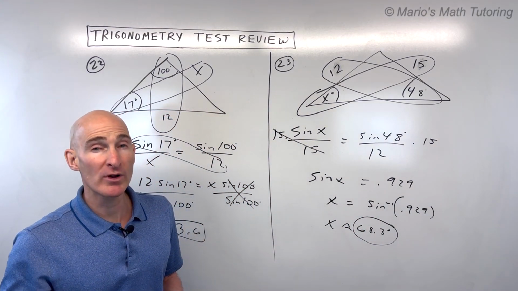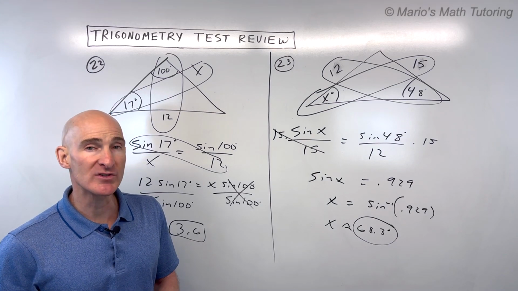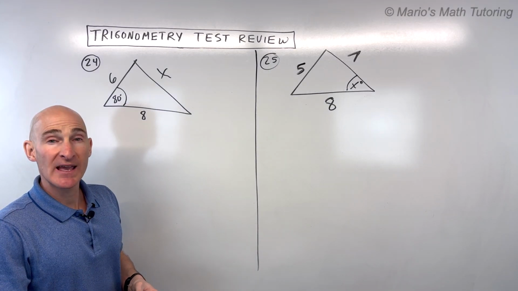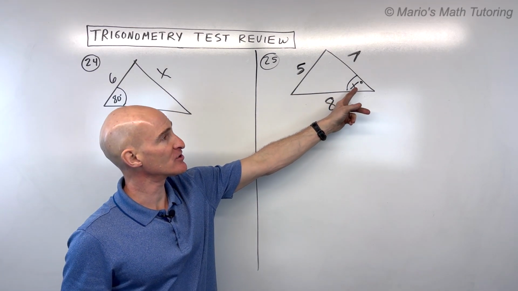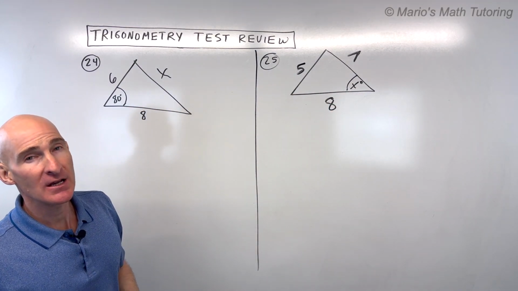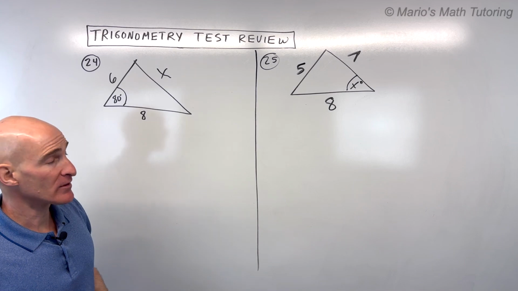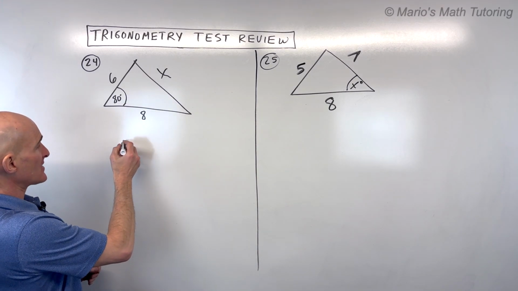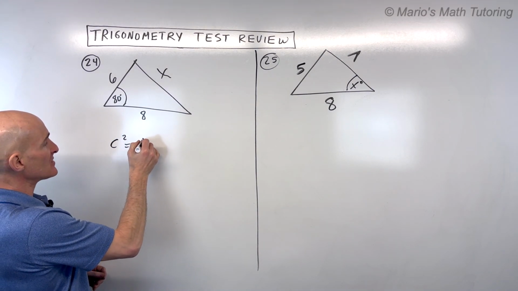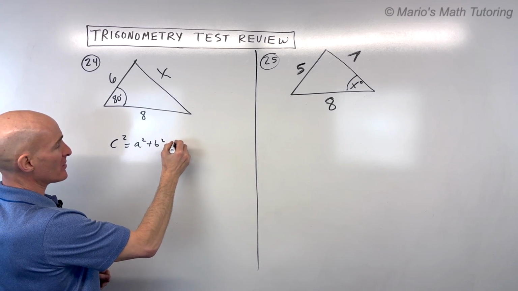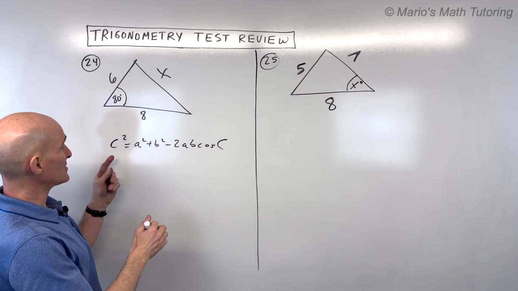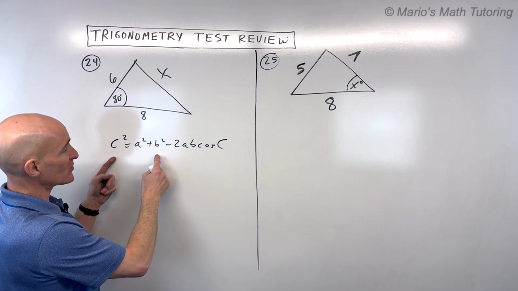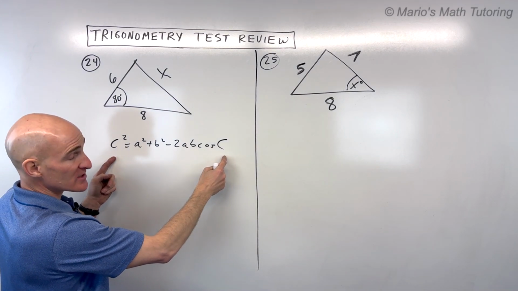Let me erase the whiteboard. Let's do the last two examples using the law of cosines. See if you can do these last two examples if you're familiar with the law of cosines. Here we're solving for the missing side. Here we're solving for the missing angle. Now remember, there's different ways to write the formula for the law of cosines. There's c squared equals a squared plus b squared minus 2ab cosine angle c, or sometimes you'll see it as b squared equals a squared plus c squared minus 2ac cosine angle b.